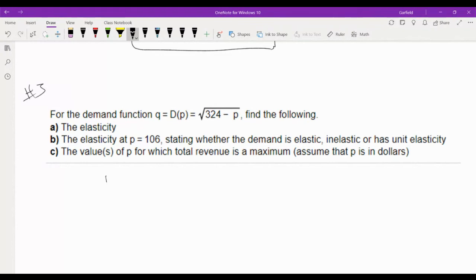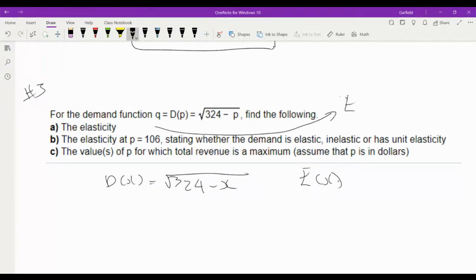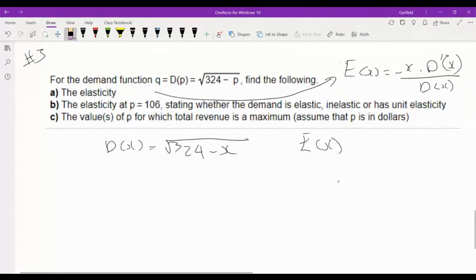So we have d of x, or p, whatever they want to call it, which is the square root of 324 minus x. We're going to find the derivative of that because we know E, the elasticity, E of x is equal to negative x times d prime of x over dx. So let's find the derivative of that.